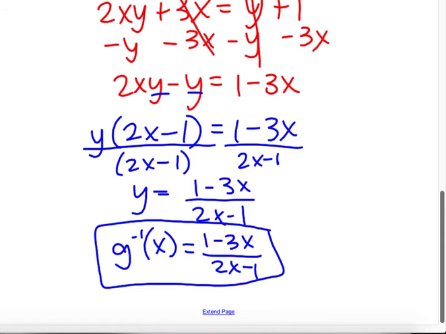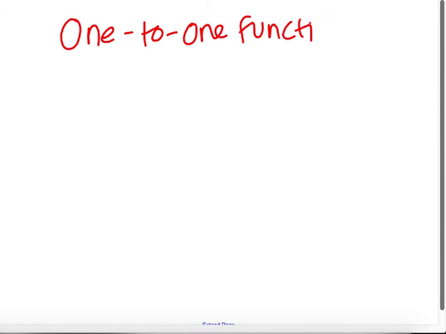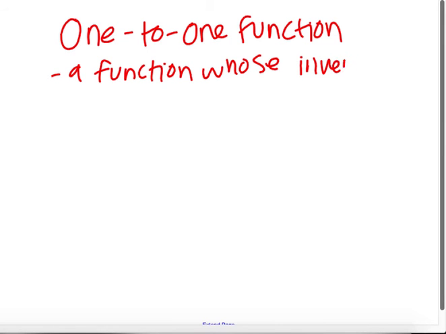Cool. So the other part is knowing whether the inverse of a function is a function. To tell if the inverse is a function, that means that it's one-to-one. So a one-to-one function is a function whose inverse is also a function.